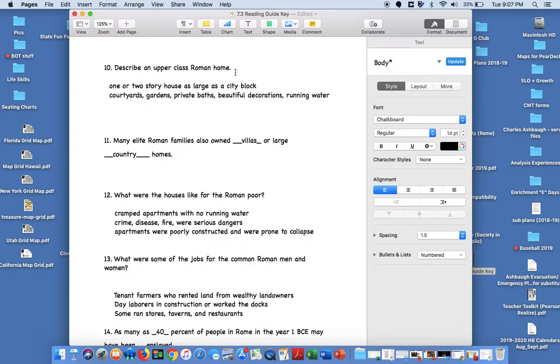One of them was called a domus. Plural, I believe, was domi, D-O-M-I-I. We'll look more at them when we look at the paradex slides on Thursday, right after we do this reading guide.